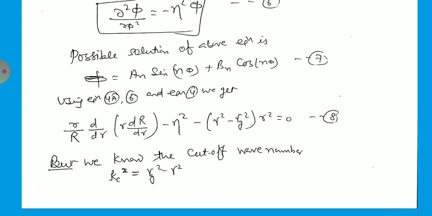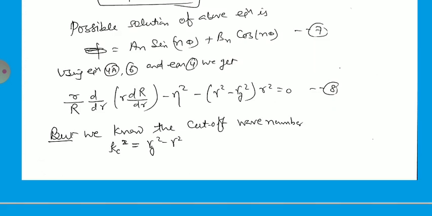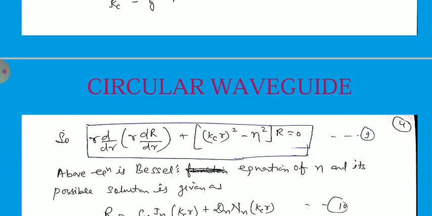Substituting the value of eta inside this one, that is r by capital R d by dr r dr by dr minus eta square minus (gamma square minus gamma g square) multiplied with r square equal to 0. Now the bracket terms we use as a new constant. We know that the cutoff wave number kc square equal to gamma g square minus gamma square. So this equation converts to r d by dr multiplied by r dr by dr plus (kc r) whole square minus eta square times capital R equal to 0.